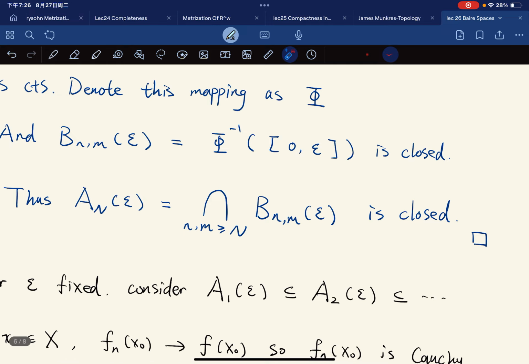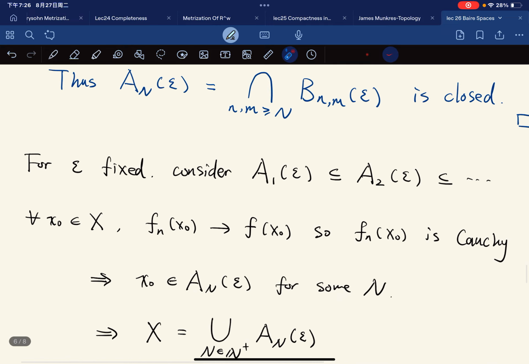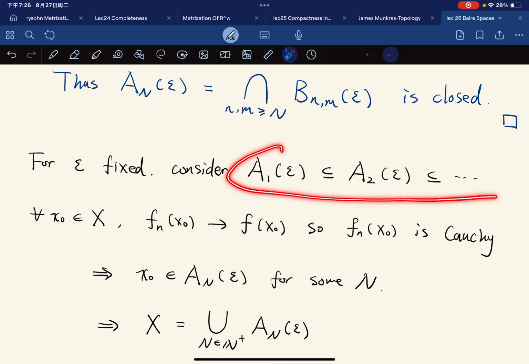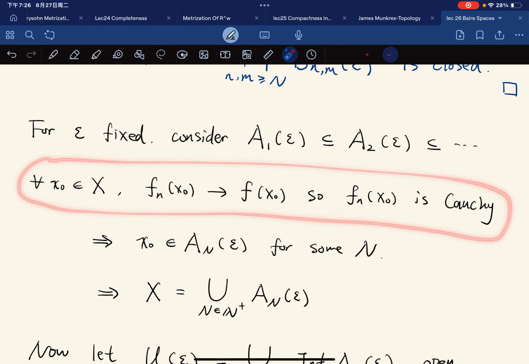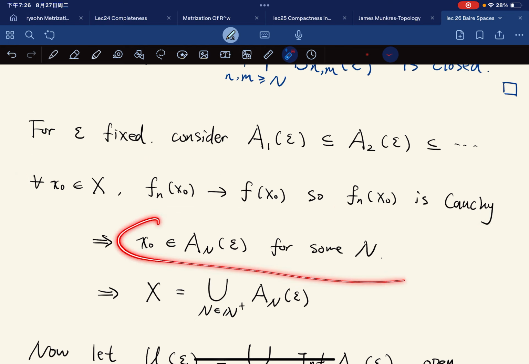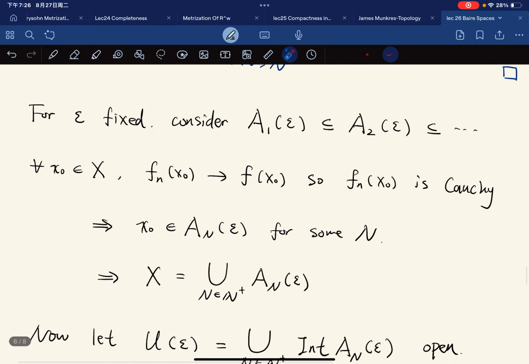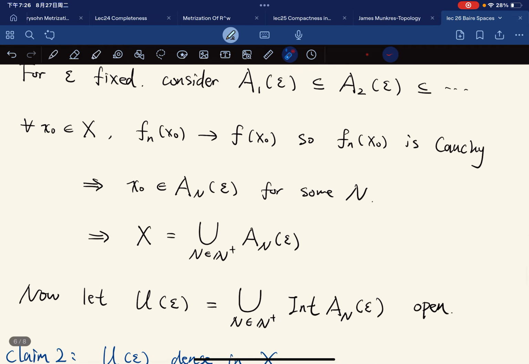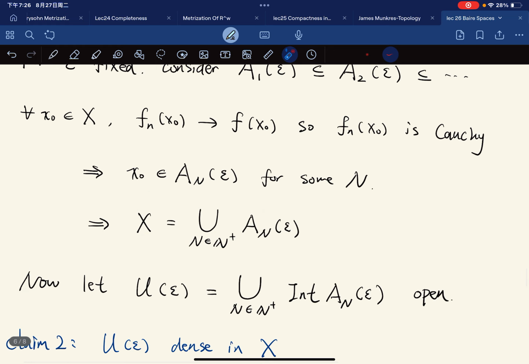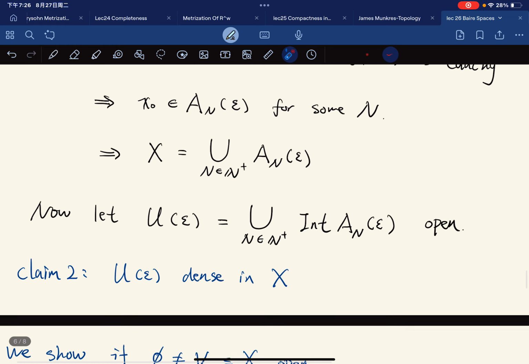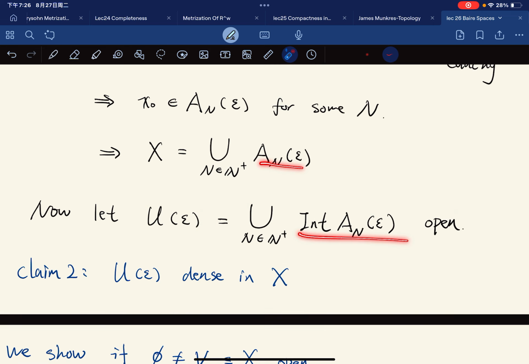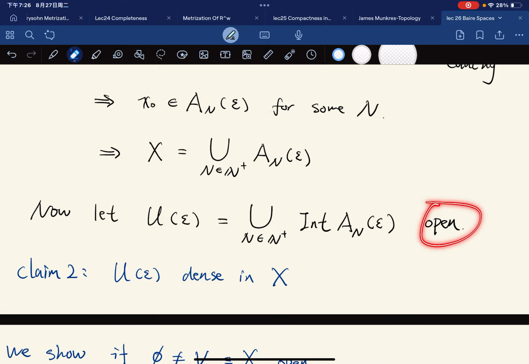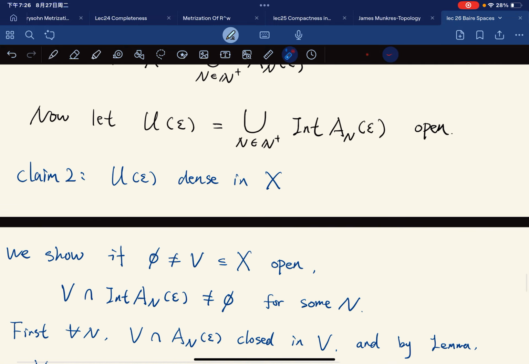Okay, so we have A_n^epsilon are closed. Now for epsilon fixed, we consider the increasing chain, and then we have first a pointwise convergence, where each of them is Cauchy, which means that x is in A_n^epsilon for some n, which means that this increasing chain actually expands to the entire space X, okay? And then now we're going to let U_epsilon denote the union of the interiors of those sets, which is an open set. Now we have a second claim, that they are dense in X, okay?